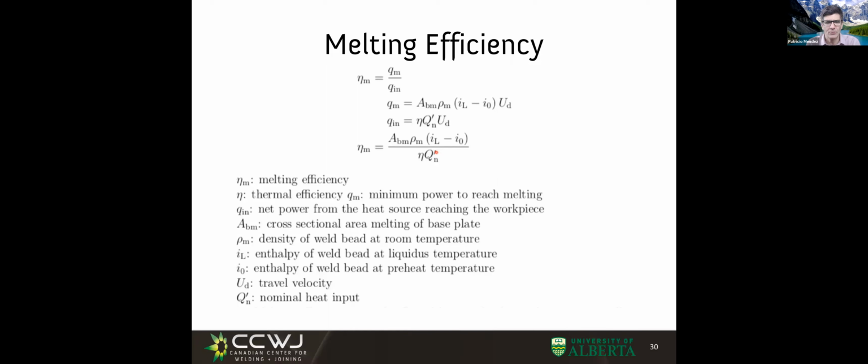Who has higher distortions? Higher distortions are with higher heat input, with a high melting efficiency, or low melting efficiency? What is desirable for low distortions? Well, if we have high heat input, okay. So I have, thank you for pitching in.